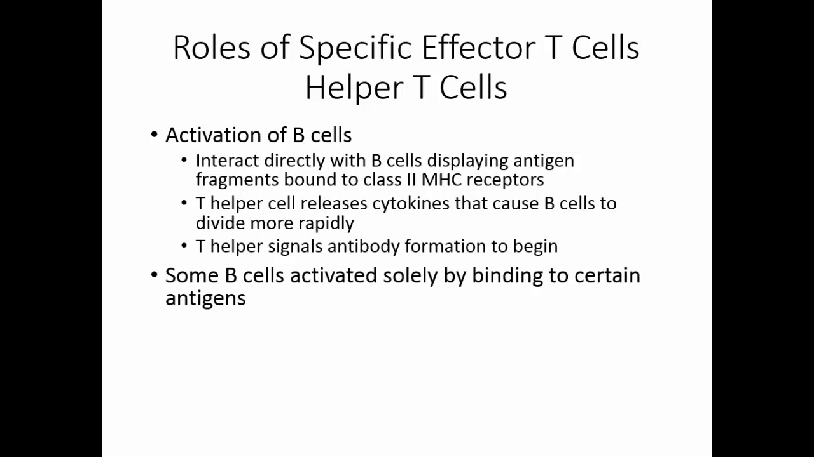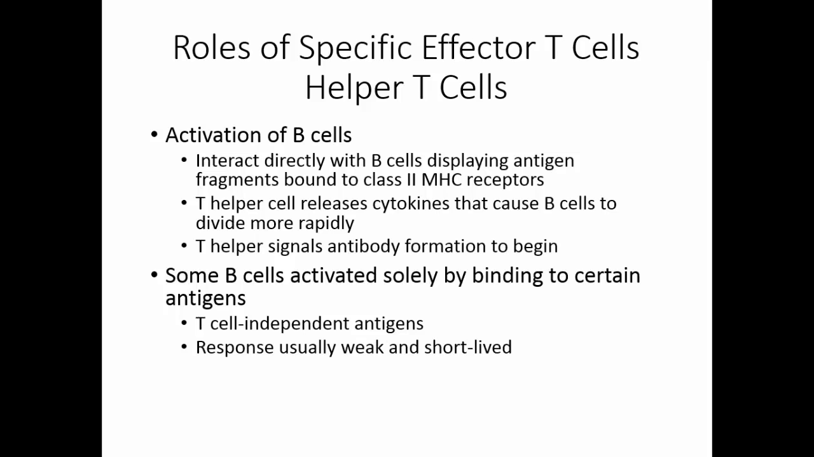Some B cells can be activated strictly by binding to their antigen. These are called T cell independent antigens, but these responses are usually very weak and short-lived. So most antigens are T cell dependent. That is, we need the T helper cell to complete the activation process of the B cell.